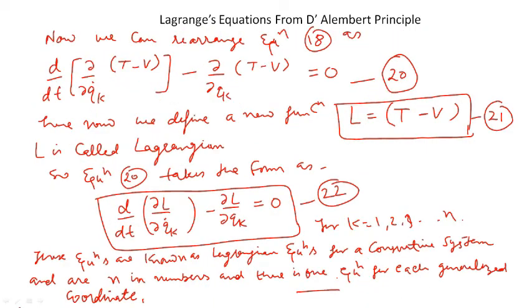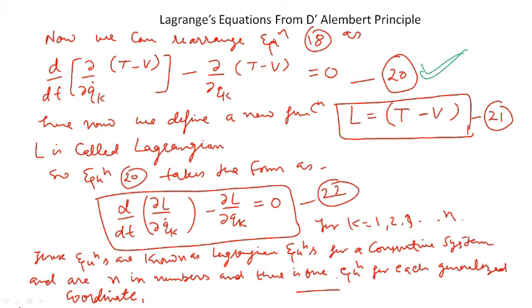Now we can arrange our equation 18 as d over dt del T over del qk dot. Now you know that del V over del qk dot is equal to 0. So if you subtract del V over del qk dot, which is 0, from del T over del qk dot, it will not affect the result. So we can write it as d over dt del over del qk dot of (T minus V) minus del over del qk of (T minus V) is equal to 0. Let us say it is equation number 20.